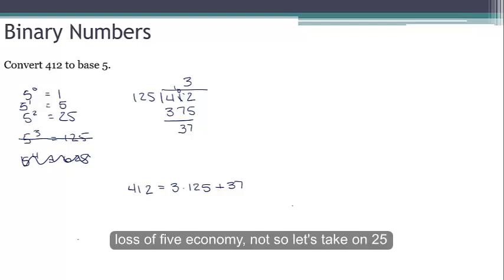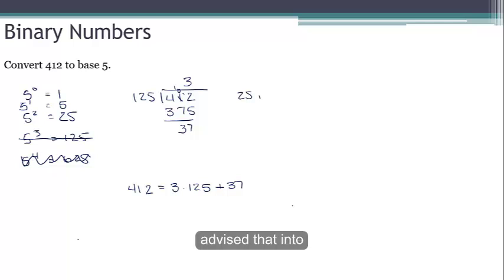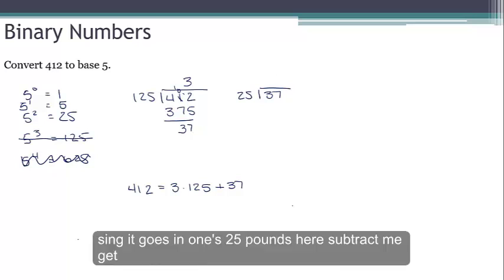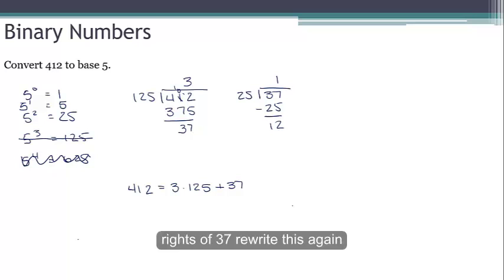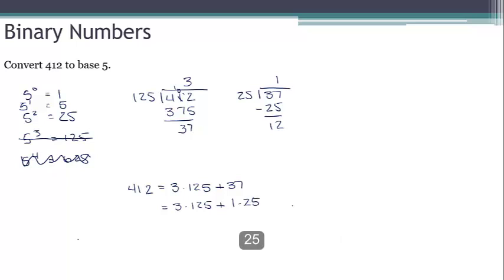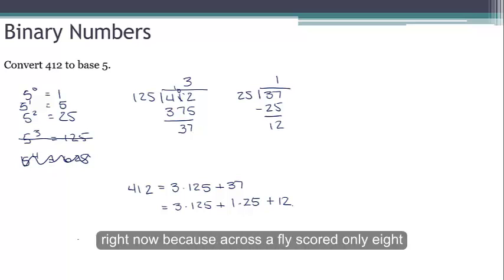So let's take 25 and divide that into 37. See, that goes in once. Put 25 down here, subtract, and we get 12. All right, so 37, I'm going to rewrite this again. This is 3 times 125 plus 37, which is 1 times 25 plus 12. All right, now let's cross off the 5 squared. We don't need it anymore. And let's do this again.